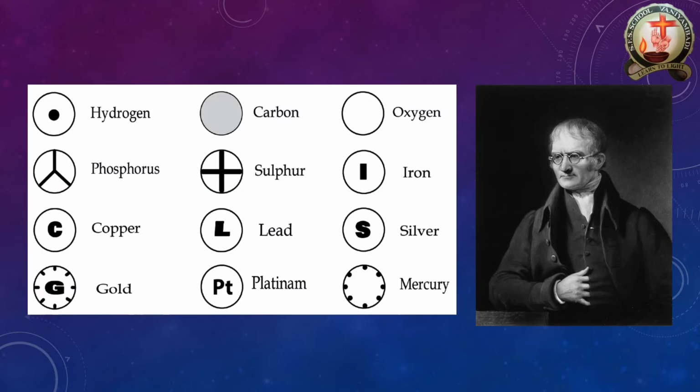Then one of the scientists, his name is Dalton. Dalton introduced symbols like this. See the hydrogen atom, carbon, oxygen, phosphorus, sulfur, iron, copper, lead, silver, gold, platinum and mercury. See the symbols. The hydrogen atom is a round with a dark dot in the center. Then carbon is shaded. The oxygen is a bright circle. The phosphorus is a line. Like this, they gave the symbols.